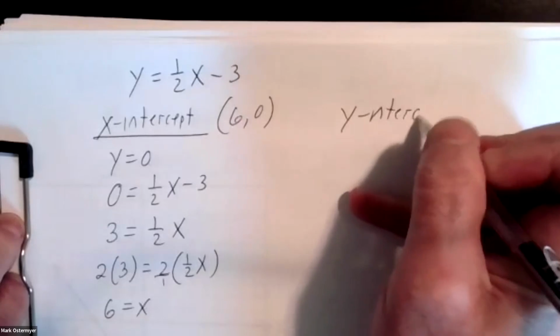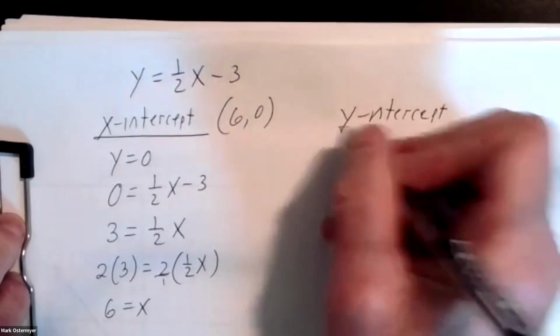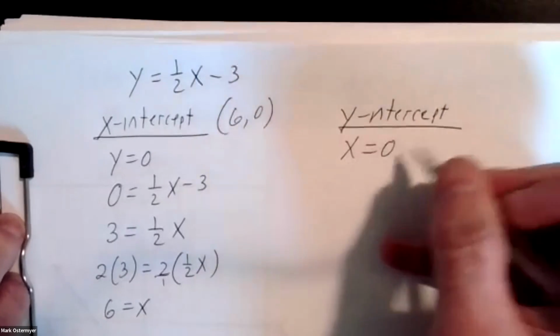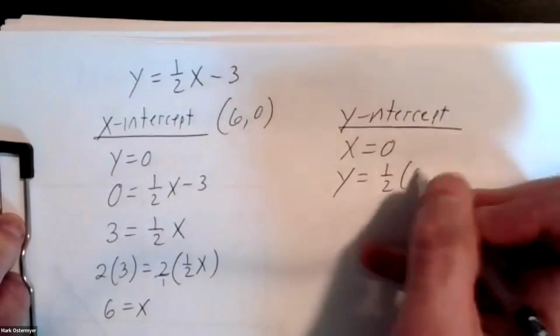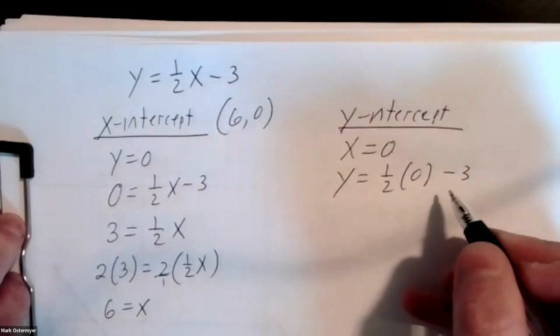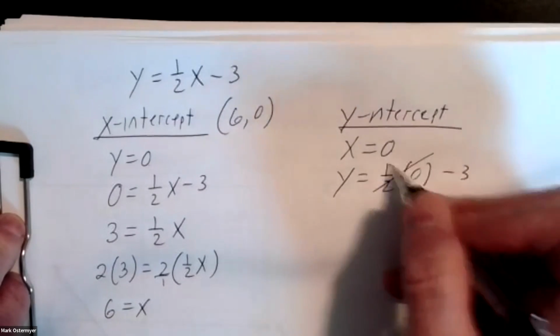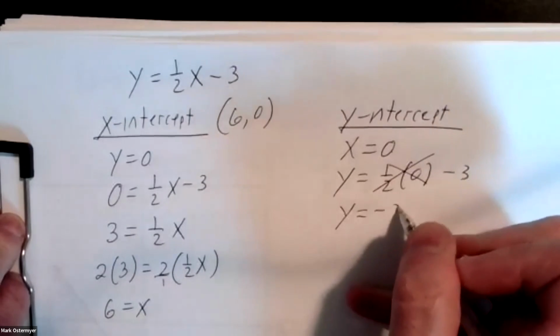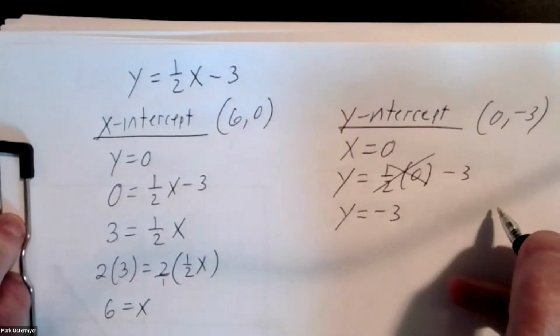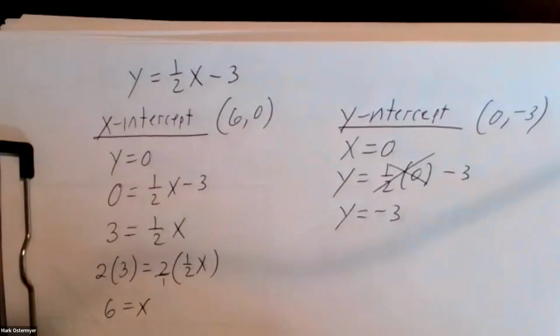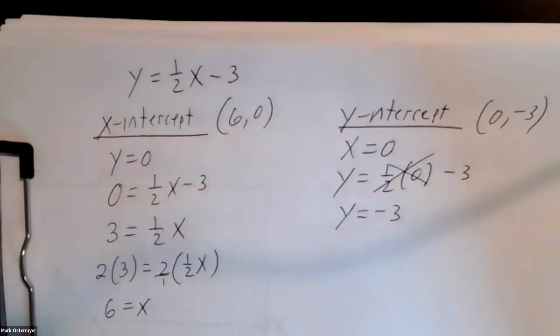Now to find the y-intercept of this linear equation, we're going to let x be equal to 0. Take 0, substitute it in for the x variable, and then solve for y. This is gone, and we're left with y is equal to -3. Your y-intercept is 0, -3. So that should be enough then to graph that linear equation there.